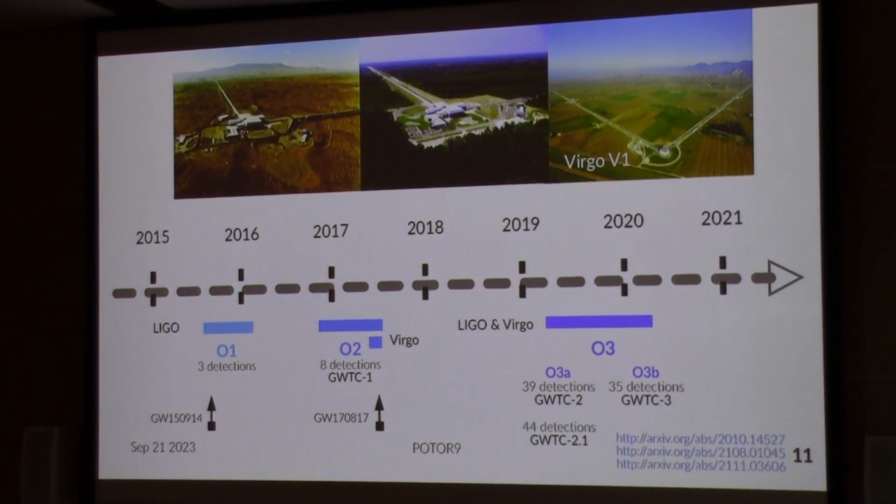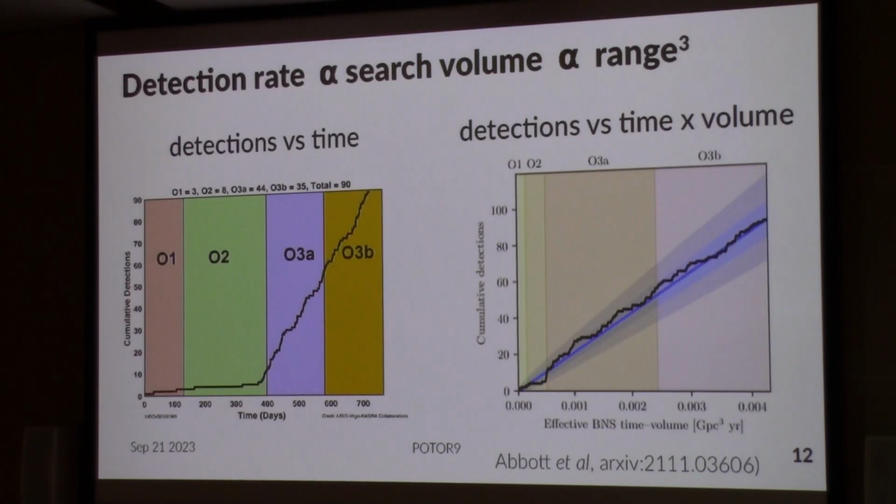So after this first detection, there were many others. So during O1, there were 3 detections. During O2, there were 8 more detections. So we started building a catalog, GWTC. And another important event here is 170817 that Adam has discussed yesterday, the multi-messenger binary neutron star. And then there were many detections during O3, and if you sum up here, you get 90 sources. So I will go through those.